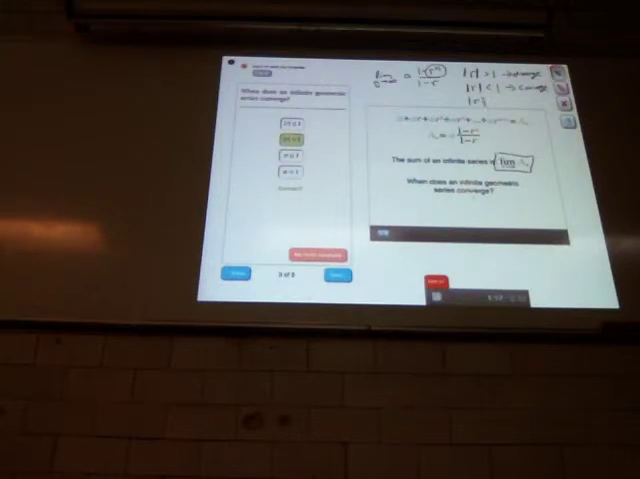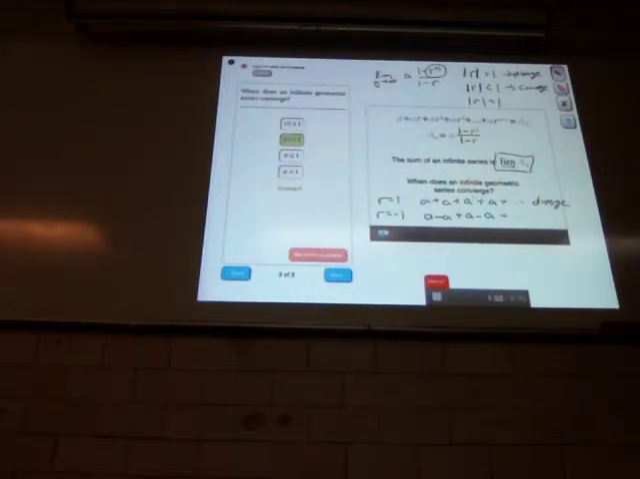Finally, what happens if r is equal to 1, or if the size of r is equal to 1? Now there's two cases. If r is equal to 1, our sequence looks like a plus a plus a plus a, and that's going to diverge as long as a isn't 0. If r equals minus 1, it's going to be a, and then minus 1 times a, which is minus a, and then r squared times a is going to be plus a again, and it's going to alternate between a and minus a. Now, the partial sums for that series switch between a and 0, but that still means they diverge. Again, as long as a isn't 0.